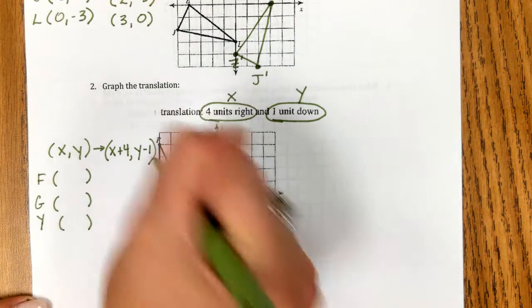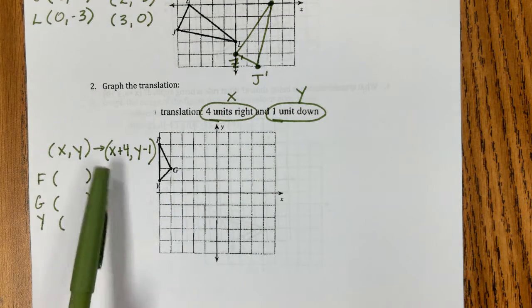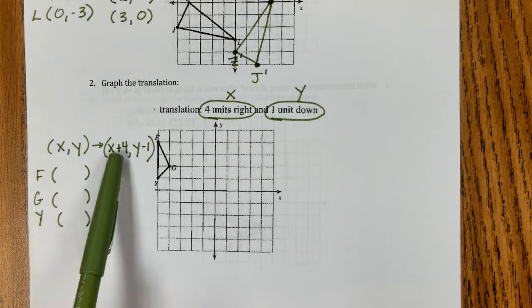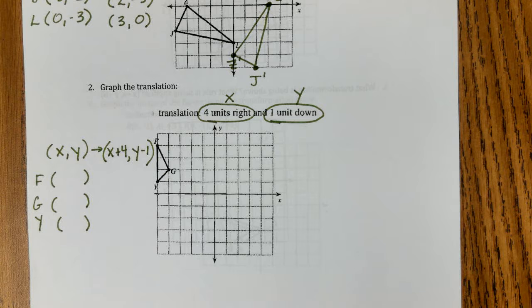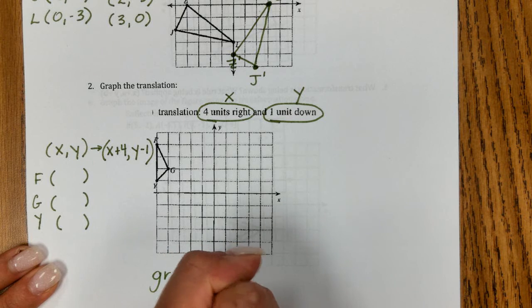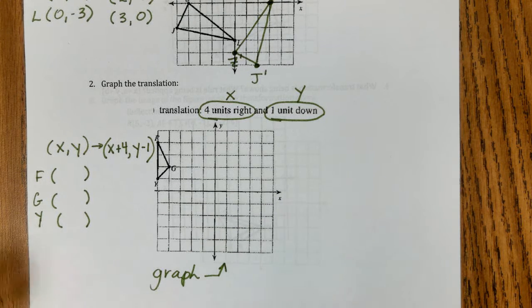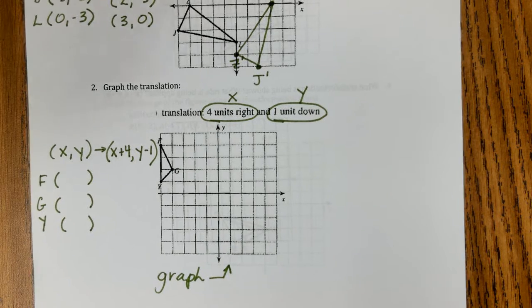Subtracting, good. All right, so just like we did in our booklet, whatever the X is, you're going to add 4 to each one. Whatever the Y is, you're going to subtract 1 from each of those. Okay, so you're going to finish that up, and then you are also going to graph that new figure up here. Okay, moving on to number 3.